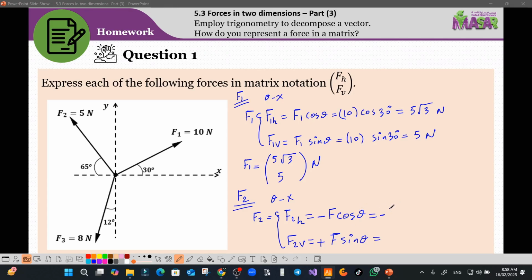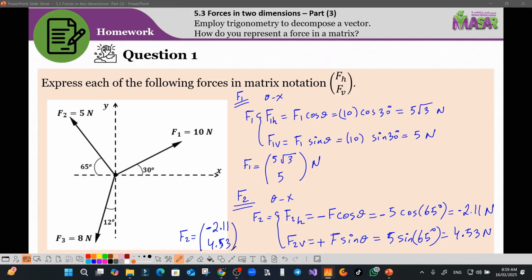Now this is minus 5 cosine 65 degrees. This is 5 sine 65 degrees. The answers are minus 2.11 Newton, 4.53 Newton. So the matrix notation of F2 is written as minus 2.11, 4.53 Newton.